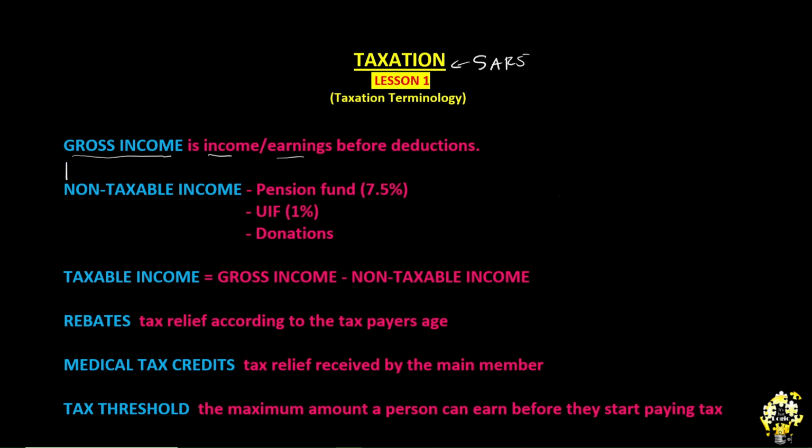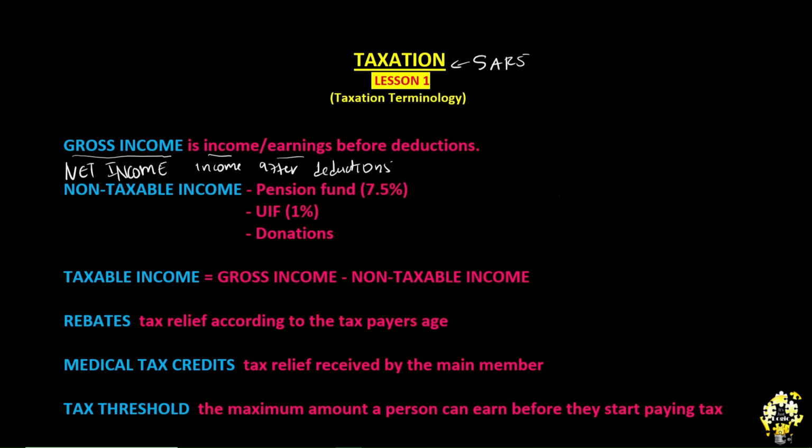I should also stipulate the fact that we also have something that is called net income. Net income is still income or earnings, after deductions. So when you have taken out deductions, what you are left with is net income. But before deductions are taken out, what you have, we call it gross income. So that must make sense to you.